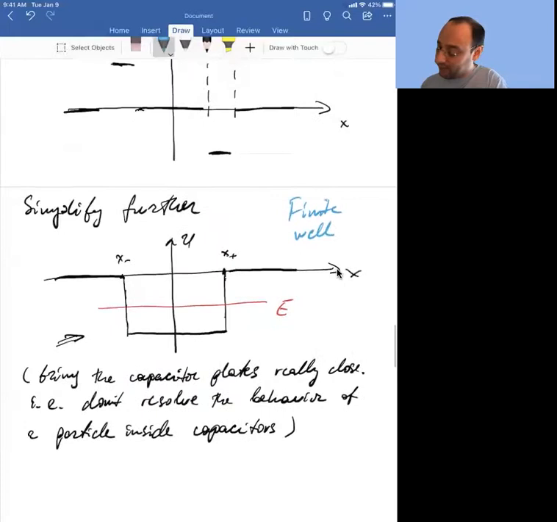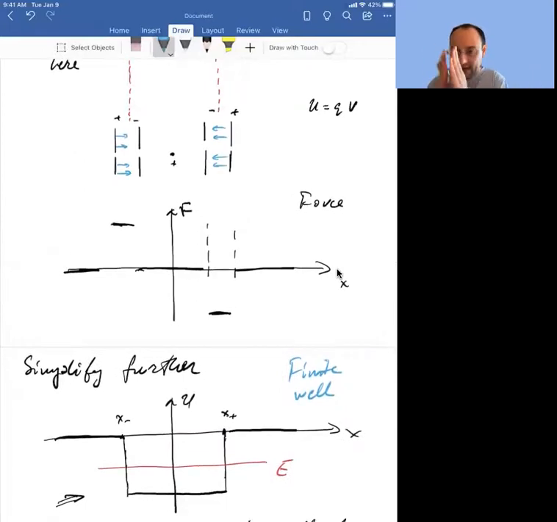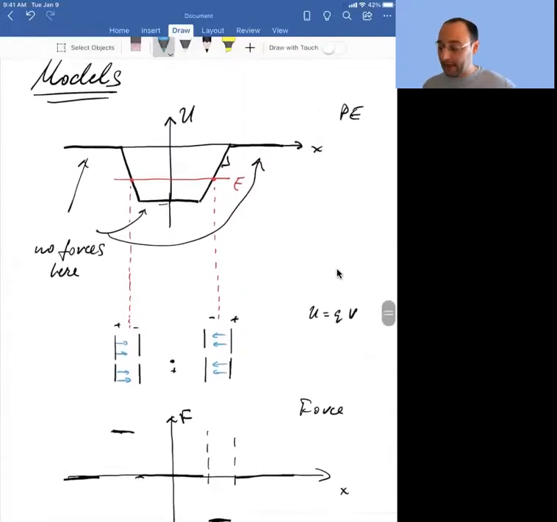Notice that in this problem, if the particle has enough kinetic energy, it will be able to overcome that infinite force that's acting over an infinitesimal distance, and it will be able to escape the capacitor plates, just like here. If I give the particle enough kinetic energy, it moves fast in between the plates, then it slows down within the capacitor, but it will have some kinetic energy left and it will escape.